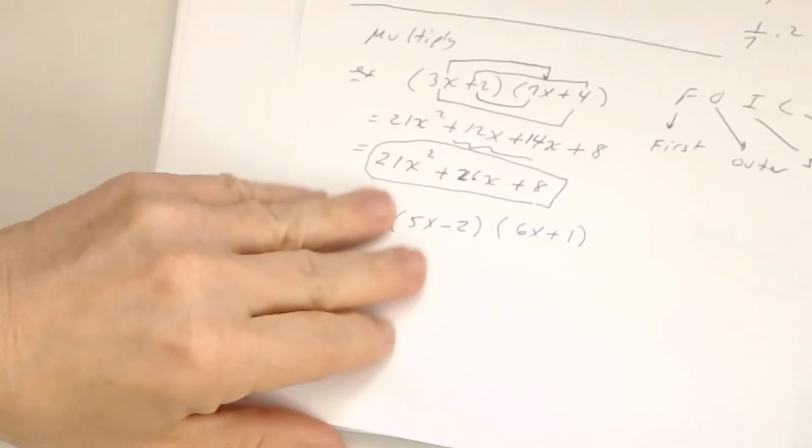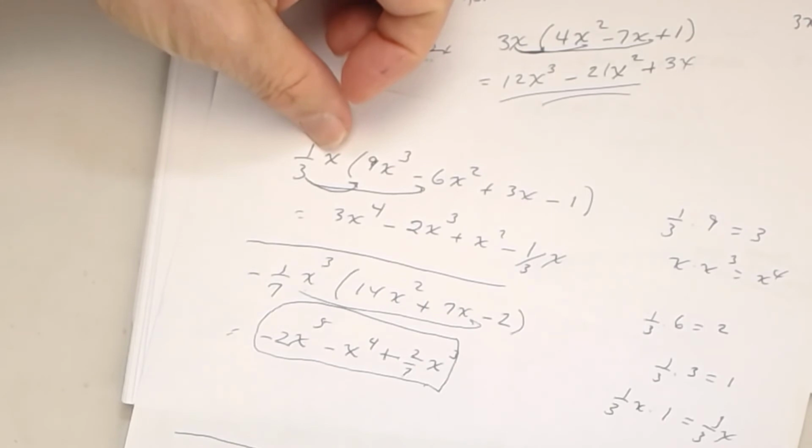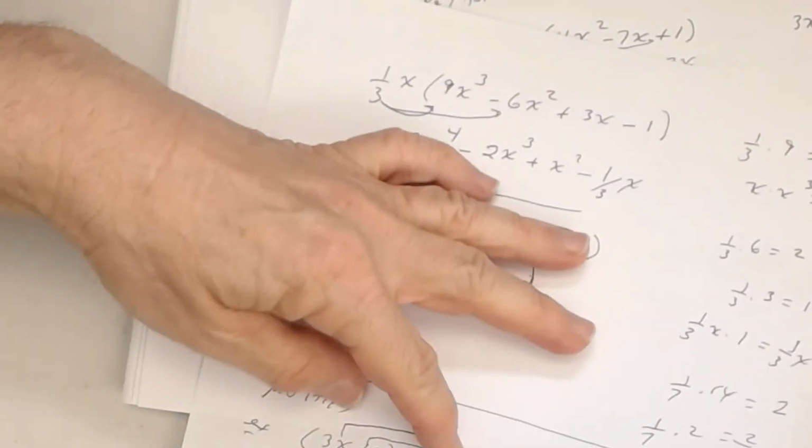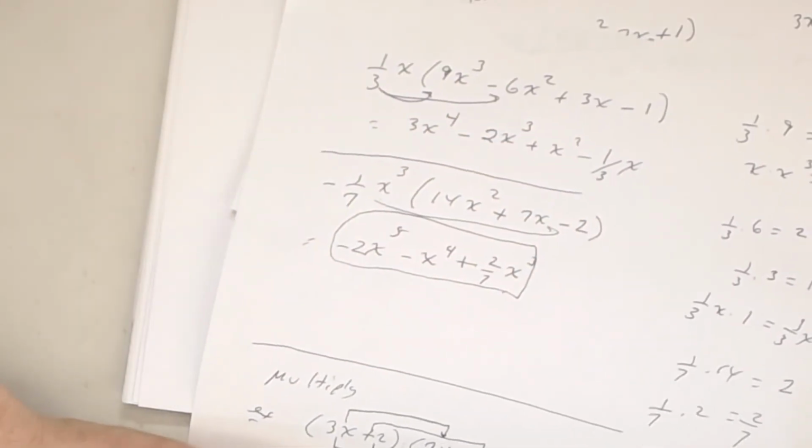So you have to know that if you have a polynomial times a monomial, you're going to use what? Distributive property. If you have a binomial times a binomial, you're going to use what? FOIL. Okay? So make a note of that.